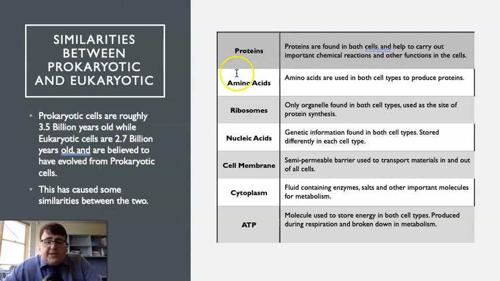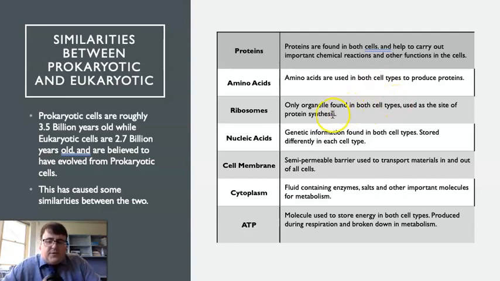So one of the first is that both prokaryotic and eukaryotic cells do contain proteins. Proteins are really important for chemical reactions. They're used as enzymes to help speed up those reactions to make sure they occur at a reasonable rate that supports life. They also have other functions which we'll talk about in a later unit. Both prokaryotic and eukaryotic cells have amino acids, which is really important because the proteins that we talked about up here are made up of amino acids. And if you don't have amino acids, you can't make new proteins. So both cells have to have amino acids to help produce proteins that they need.